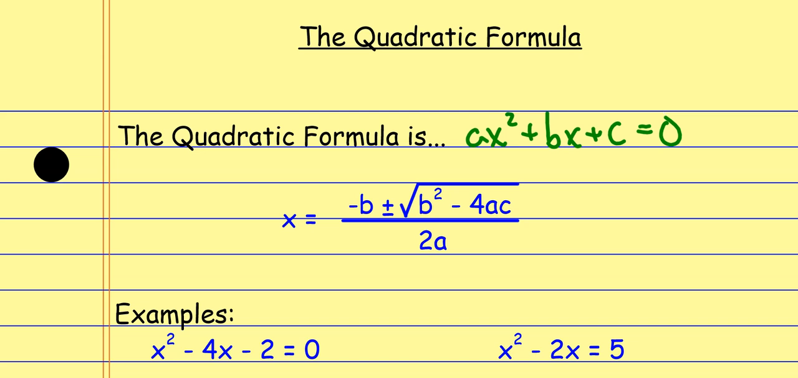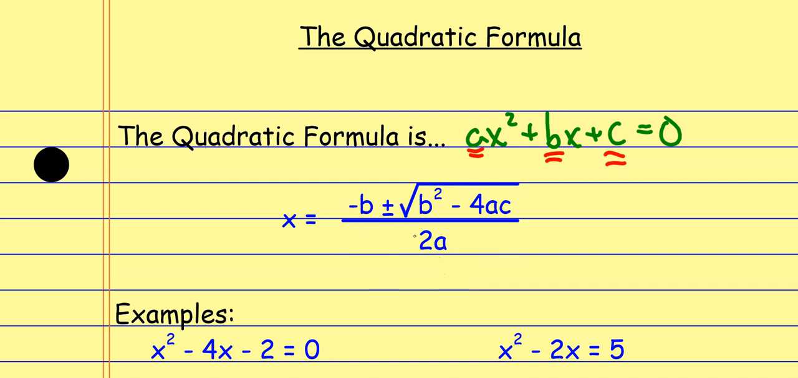So the coefficient right here in front of x squared gets plugged in for a. The coefficient right here in front of the x gets plugged in for b. And then the constant term gets plugged in for c. And again, once I have that memorized, this is really easy to do because I just plug the numbers in. Okay, there's a couple ways that you can try to memorize this.